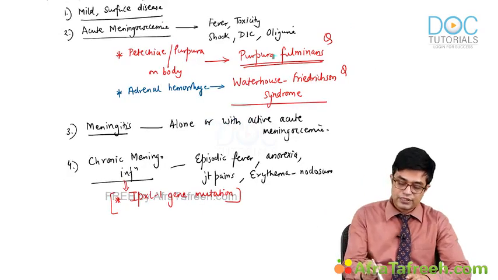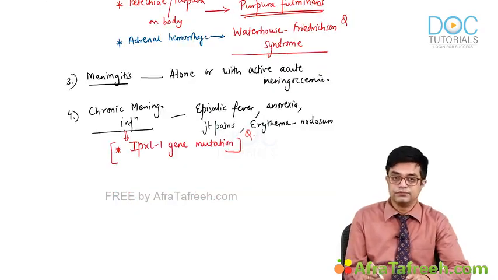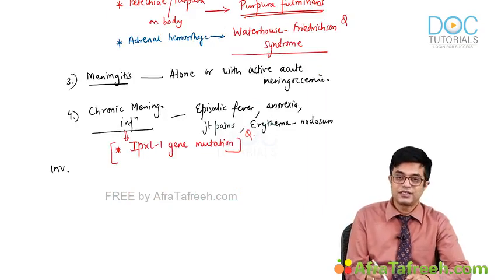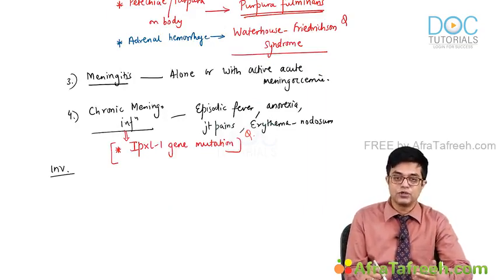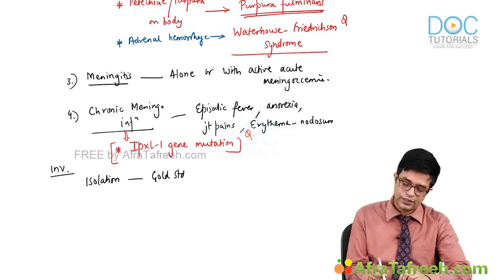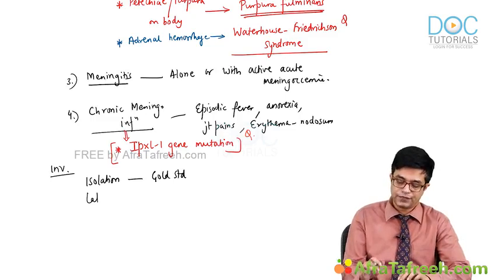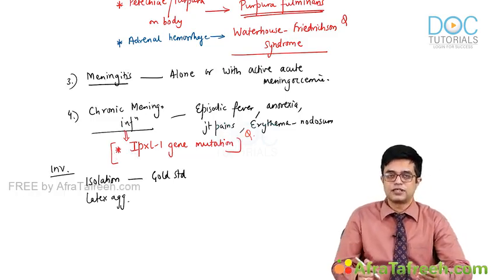Now, coming to investigations. In investigations, you can do blood studies, you can do latex agglutination, you can do PCR. So, isolation of the organisms is the gold standard. You can do culture, you can do latex agglutination, you can do PCR studies in the patient. And finally, if a meningococcus is present in the CSF, it may also be grown on culture.